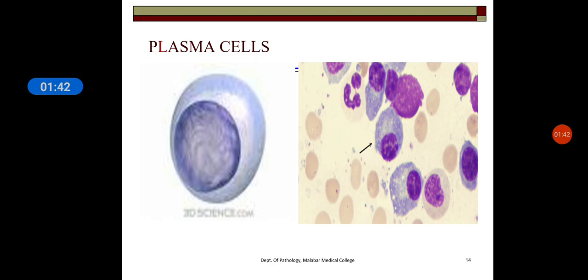Basically they are arising from B lymphocytes, that is from the bone marrow, that's why they are plasma cells. How do you describe a plasma cell? They are larger cells with an eccentrically placed nucleus and a perinuclear halo. It is increased in cases of multiple myeloma.